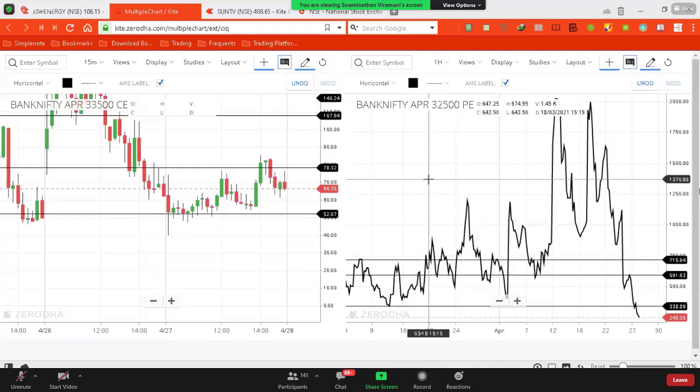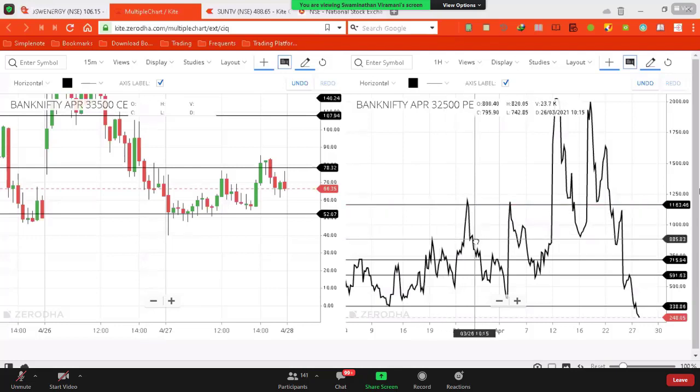So support and resistance marking is clear? Yes, sir. Any place where price takes a sharp V turn or U turn, wherever, you mark those lines. Those are pretty good levels for you to watch out for.